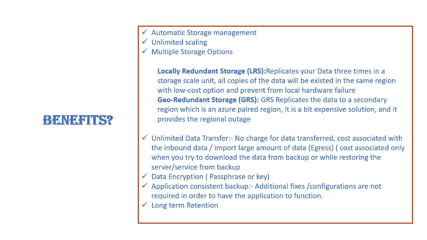Even Microsoft cannot reveal or see exactly what data is being transferred in that channel. That is about data encryption. Application consistent backup means you can take the backup of not only the operating system, but also the application-consistent backup.